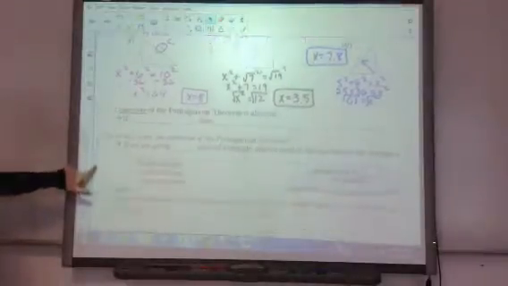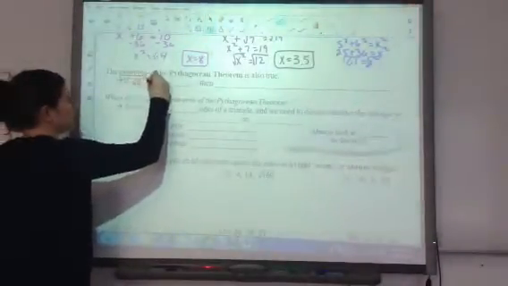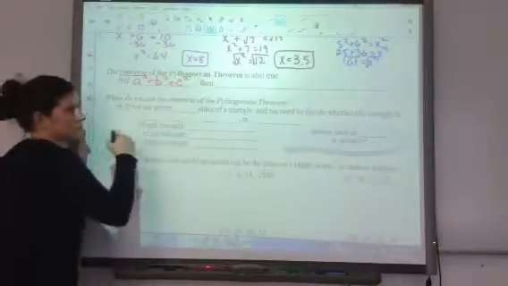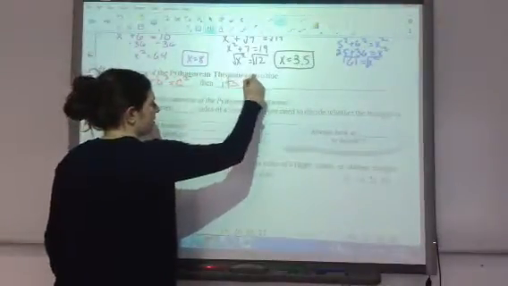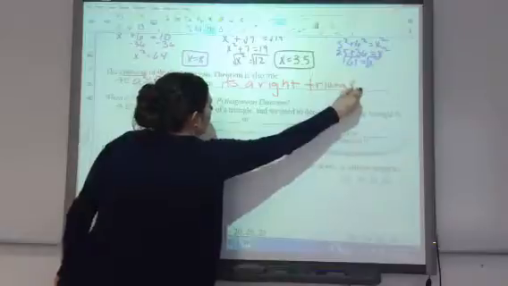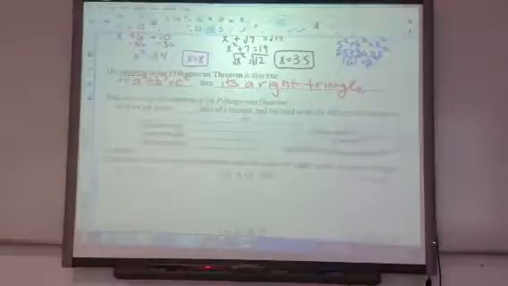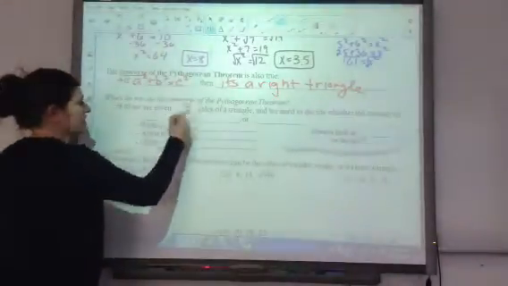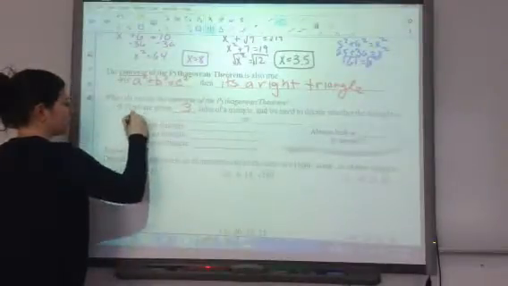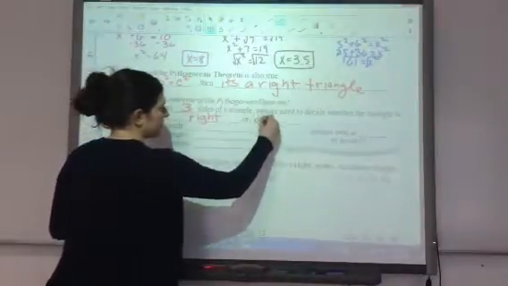So if you remember, converse is change order. So now, if I have a squared plus b squared equals c squared, then the triangle is a right triangle. So we can actually use this to figure out if triangles are right, acute, or obtuse. So you have to be given the 3 sides. So given 3 sides, we can decide whether it's acute, a right triangle, or is it obtuse.